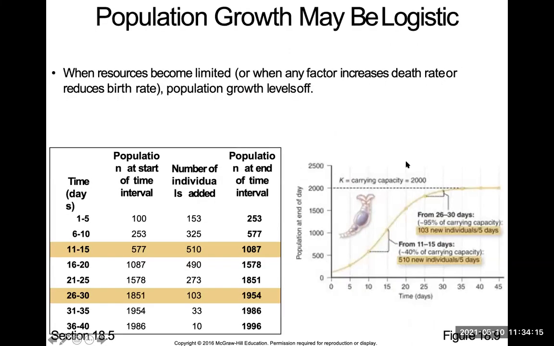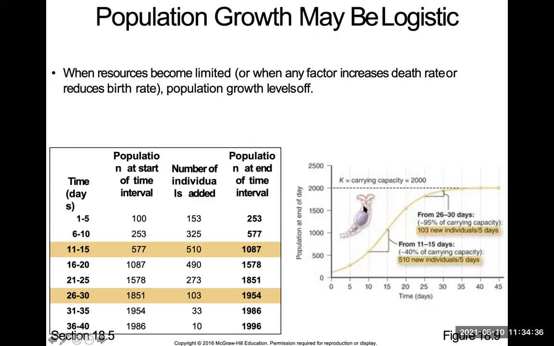So what's really happening is this growth. It's logistic growth. When resources become limited, when any factor increases death rate or reduces birth rate, the population growth levels off. So it gives you this curve. This is an S-shaped curve. So it's ramping up here.